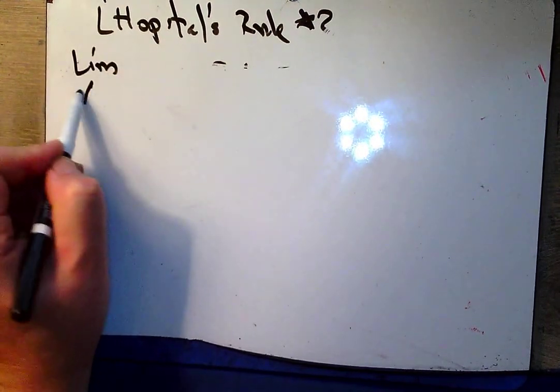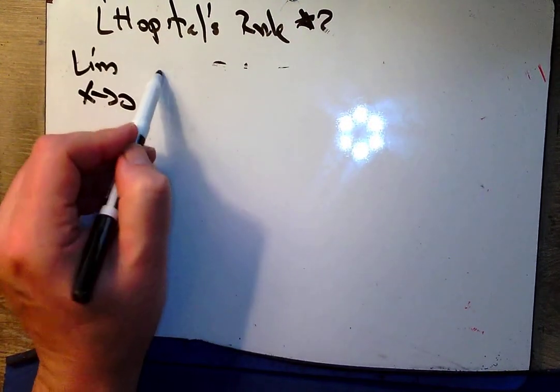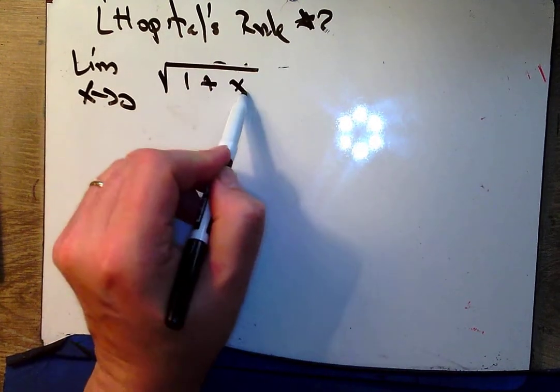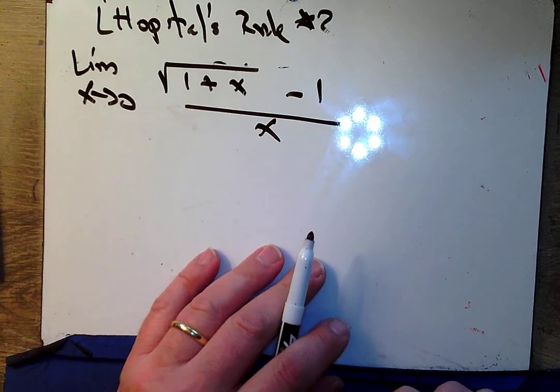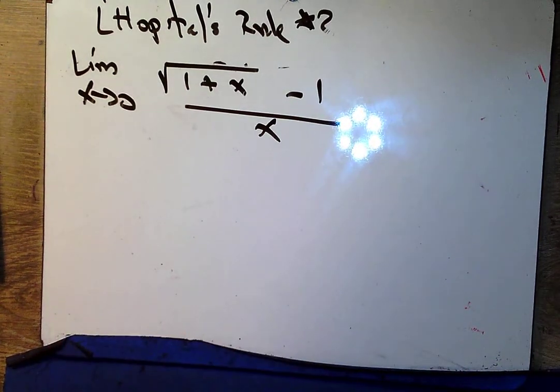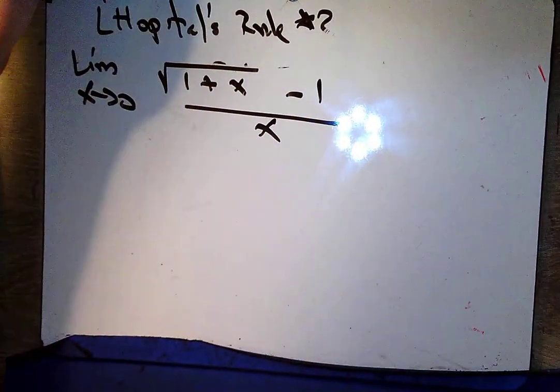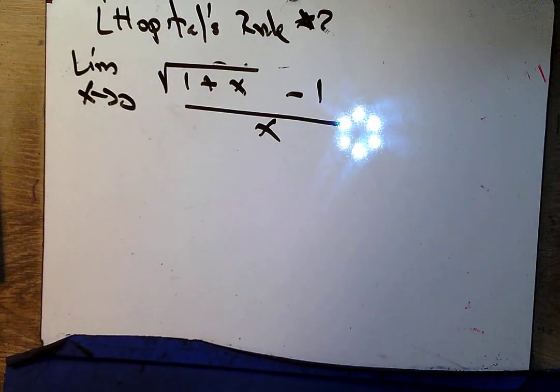Okay? How about this one? The limit as x heads to 0 of square root of 1 plus x minus 1 over x. Give that one a try. Yeah, I think this is a great example of, yeah, I think I'm going to use L'Hopital's rule.